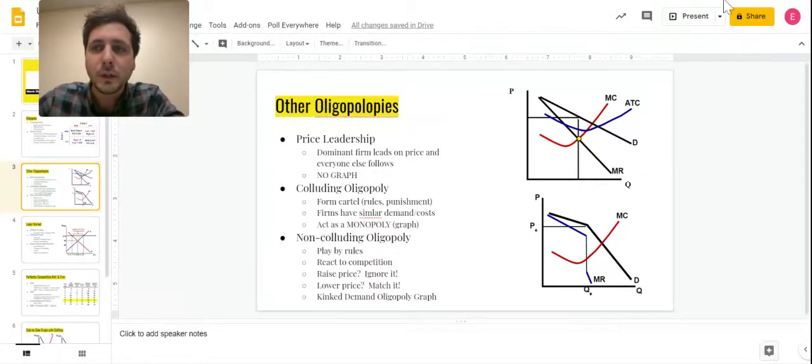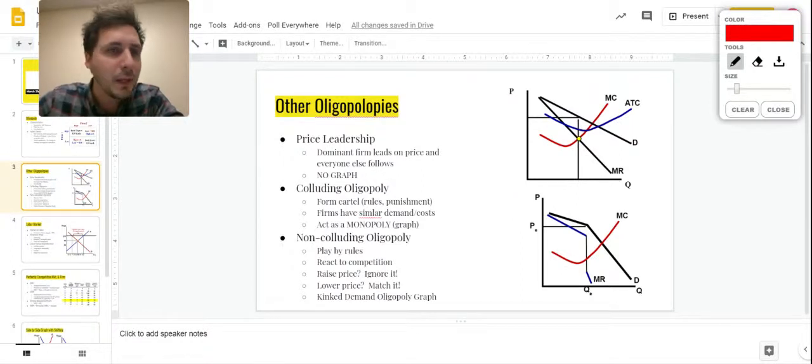So let's jump over here to look at the graph. Here's our kinked demand graph that shows non-colluding oligopolies. And demand is kinked for the reason I just said, right? Firms are going to produce at the price at the bend of the demand curve right here. Why? Well, because if I raise my price, it's highly elastic. All of the firms watch me do it. They're going to ignore it, and then I'm going to lose all my customers. And so my demand is going to fall way, way down. So I'm not going to do that.